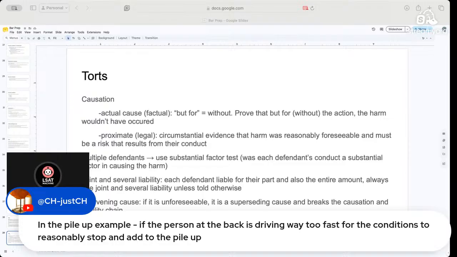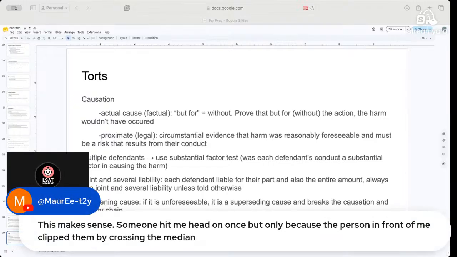Maurice, already, I'm like, no, Maurice, someone hit you on the head. This makes sense. Someone hit me on the head once, but only because the person in front, oh, head on, not your head. Okay, I'm glad your head is okay. That is a good sign that it is getting kind of late. Someone hit you head on. I'm sorry you were hit head on. That sounds very scary. Someone hit you head on, but only because the person in front of me clipped them by crossing the median. Yeah, exactly. And those are the types of things that people fight over a lot.